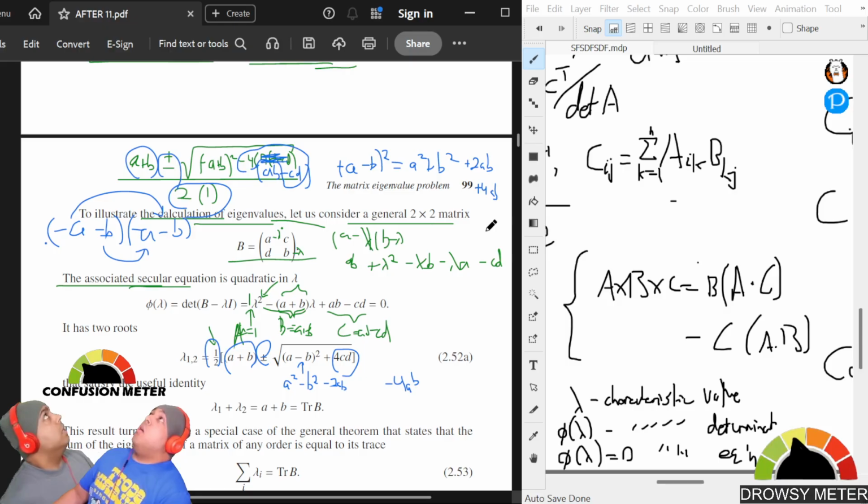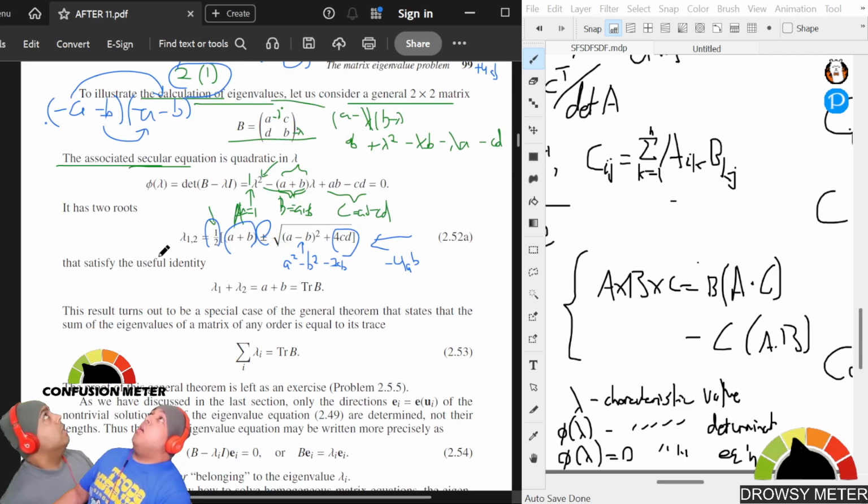Okay, something is fishy, but I'm just gonna blame myself. I did something wrong, but I trust that if I did it correctly, I'll end up with this. That satisfies the usual identity. It has two roots: half a plus b, plus or minus this. It satisfies the usual identity lambda 1 plus lambda 2 equals a plus b equals trace of b.